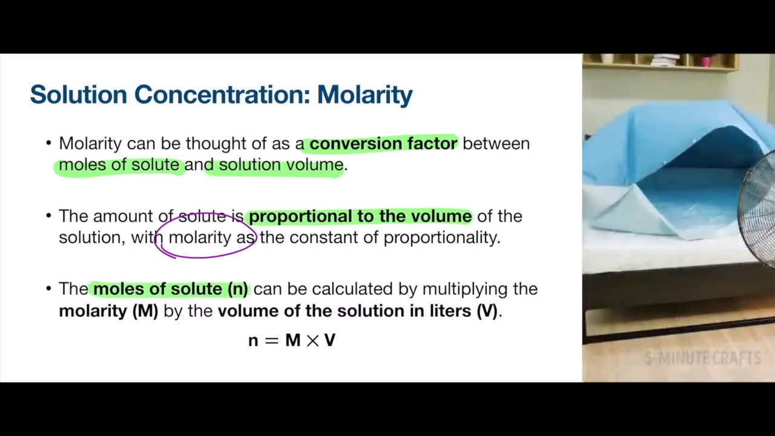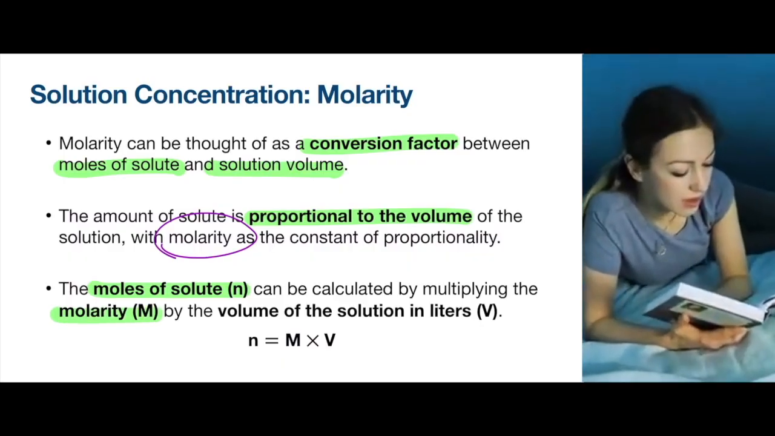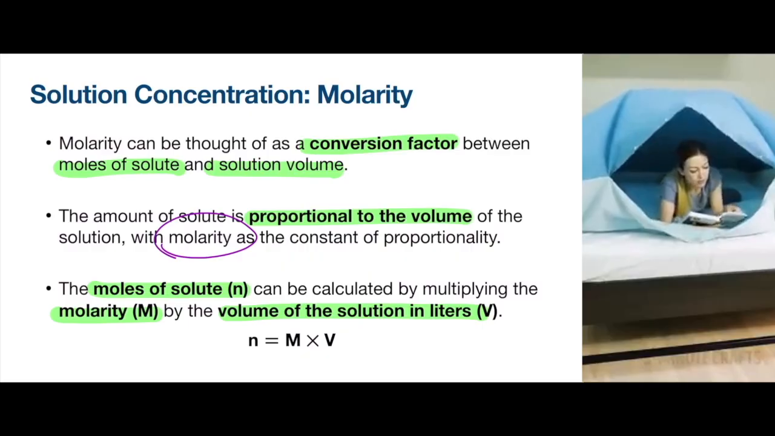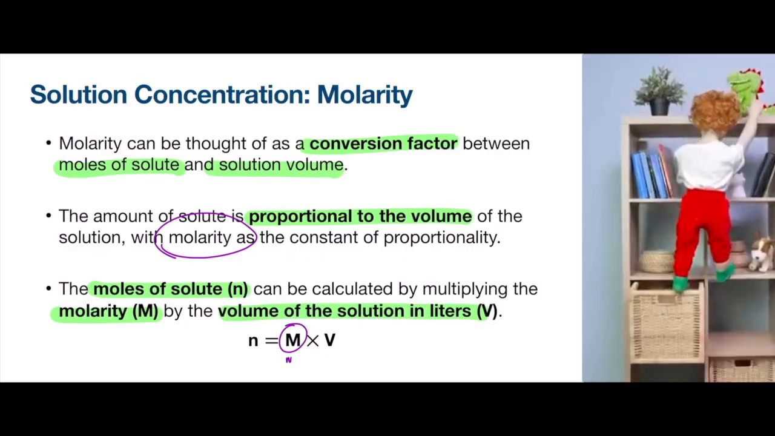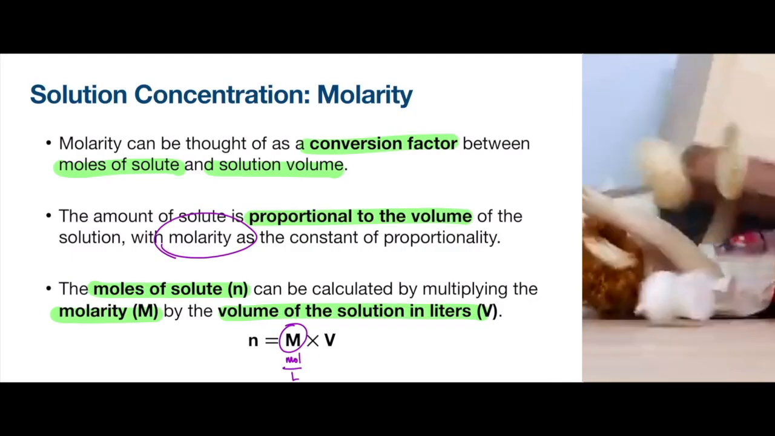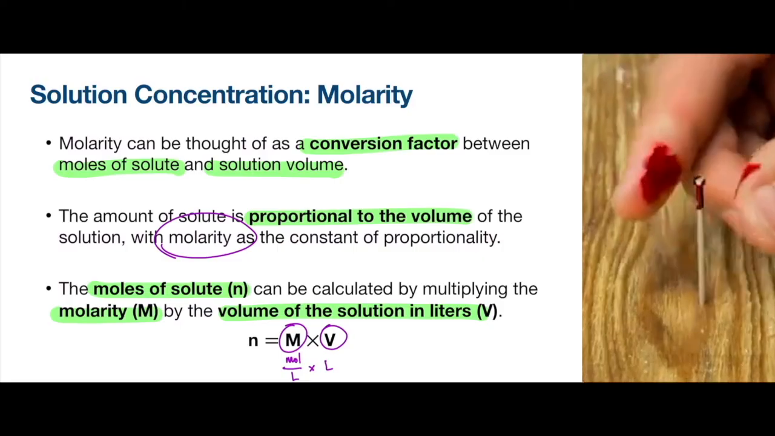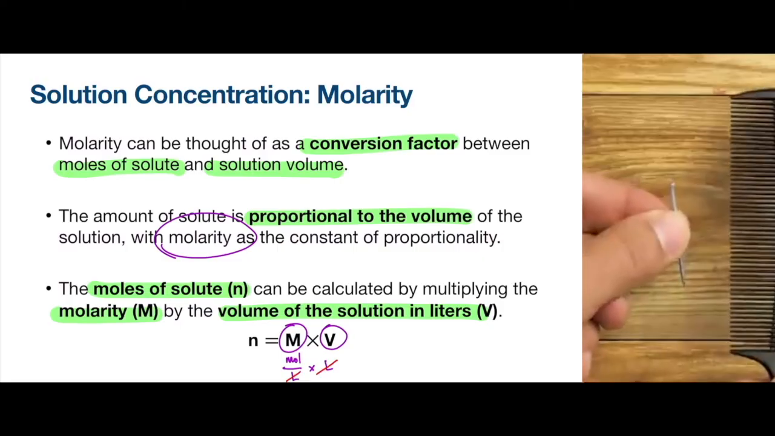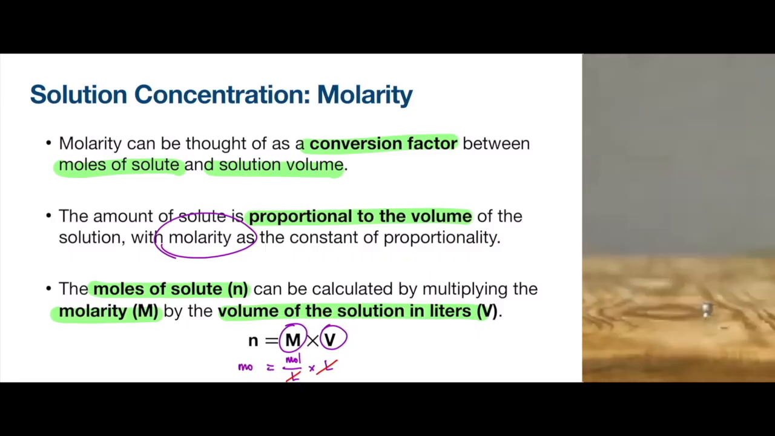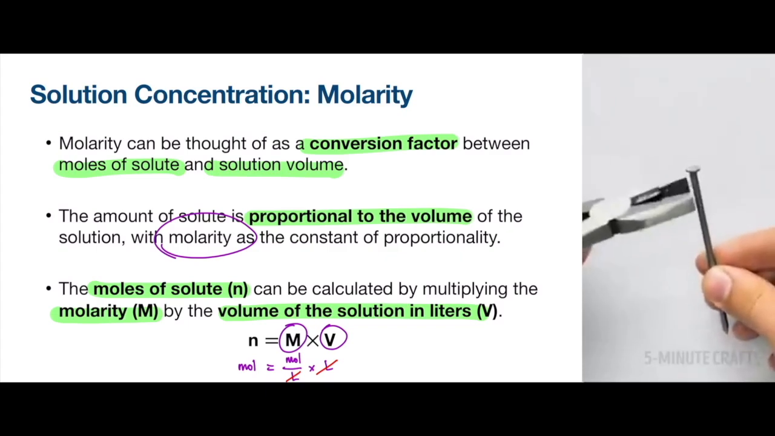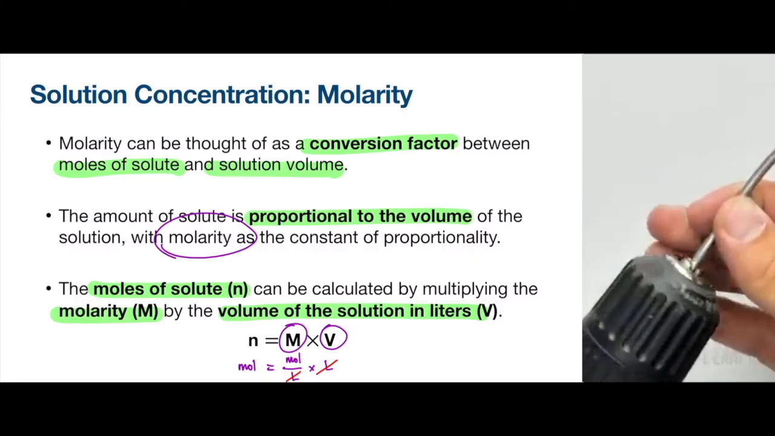Moreover, the moles of solute, or n, can be calculated by multiplying molarity by the volume of the solution in liters, or V. So this M, that is your molarity. And again, molarity is expressed in moles per liter. And if we multiply that with volume, which is in liters, we can see that we can cancel our liters. And then we're left with n, or moles of solute, which is expressed in moles. This relationship comes straight from the definition of molarity, which is again moles of solute per liter of solution.